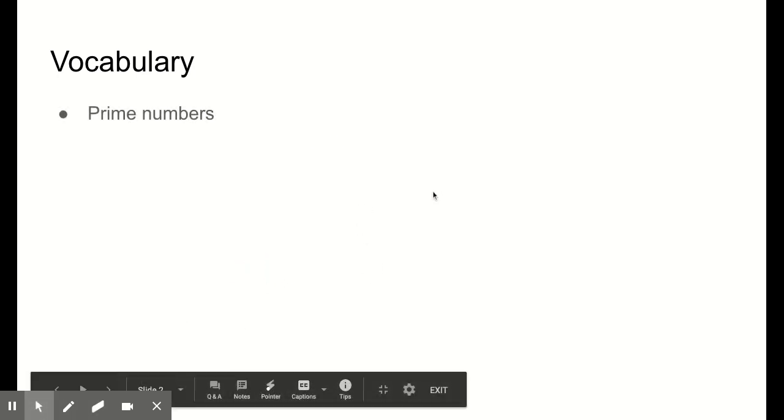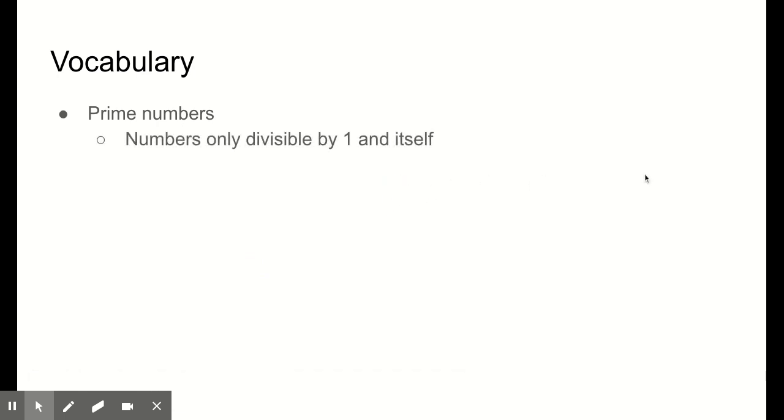So for our vocab, the first term is a prime number. And prime numbers are numbers that are only divisible by 1 and itself. So our first prime number is the number 2, because 2 is only divisible by 1 and 2. Our next prime number is 3, because 3 is only divisible by 1 and 3. Our next prime number is 5, because 5 is only divisible by 1 and 5.